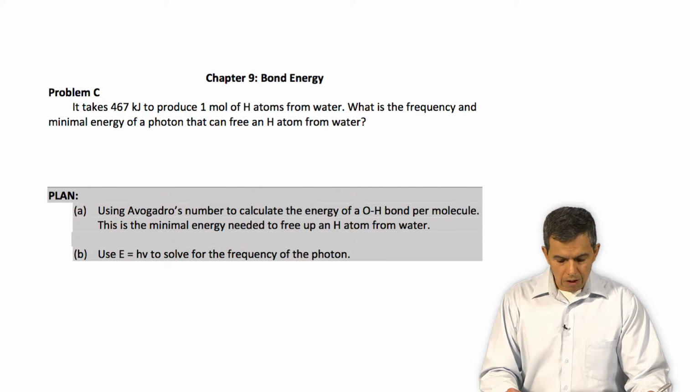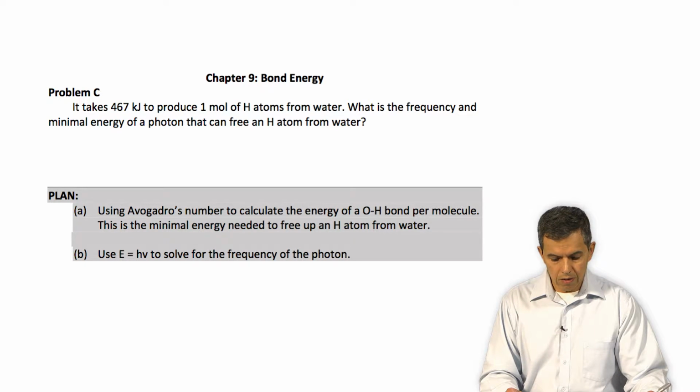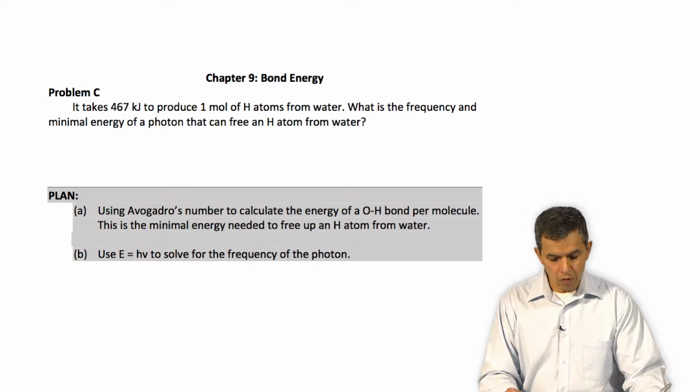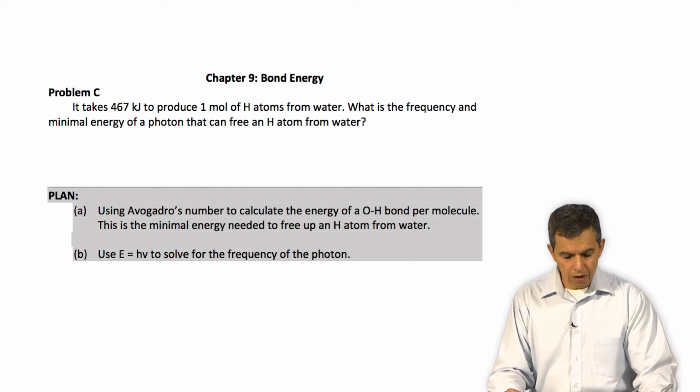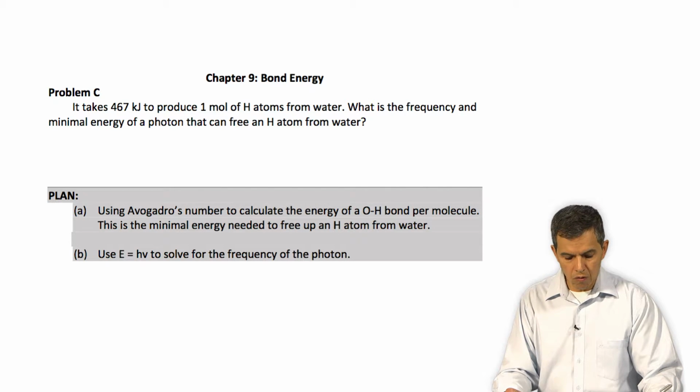To solve this problem, the main concept here is to associate the energy of a photon with the energy of a bond. We are going to use Avogadro's number to calculate the energy of an OH bond per molecule. This will be the minimal energy needed to free up a hydrogen atom from water. For the second part, which is calculating the frequency, we are going to use the formula that relates energy to frequency, E equals h nu, to solve for the frequency of the photon.